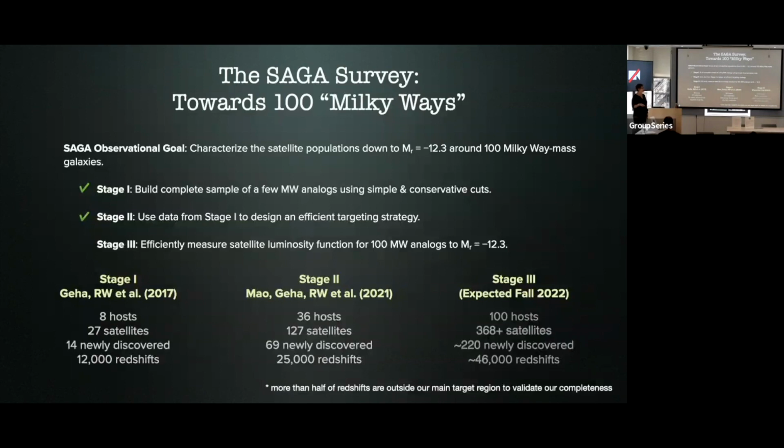So I think we have 368 satellites total that we've identified. About 220 of them are newly discovered. And we were not very efficient. The reason David said that this was a crazy project is that we had to get about 45,000 redshifts in order to identify these 300 systems, because we really wanted to understand our completeness. That was a really key part. And more than half of our redshifts are outside our main target region at all, to really validate our completeness.